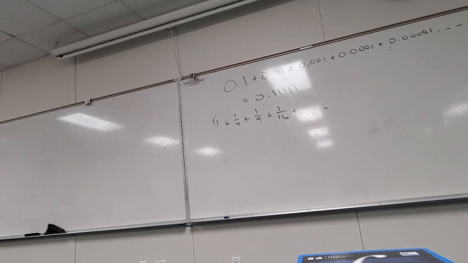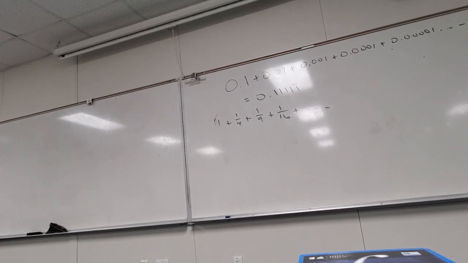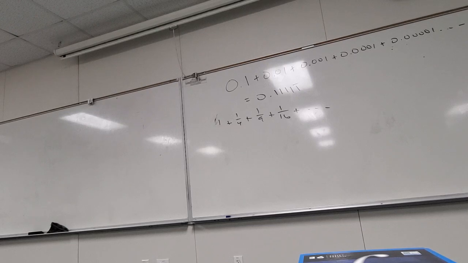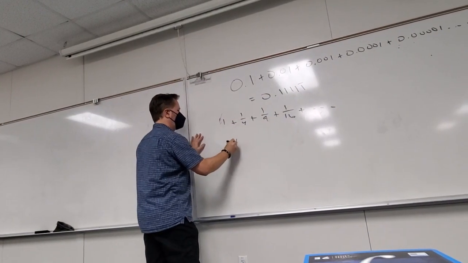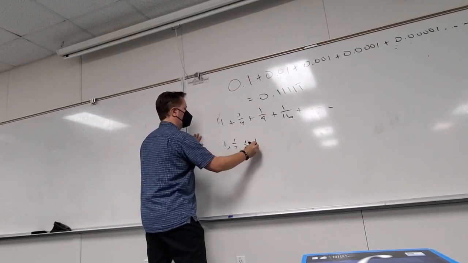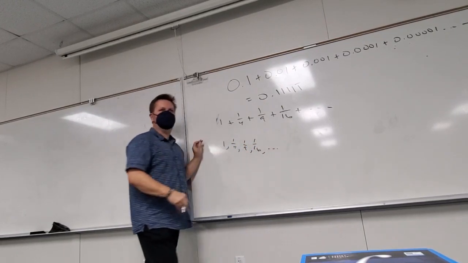A sequence is a list of numbers, just numbers with commas between them. While a series is the sum of some of those elements, right? You add the elements up, yes? So the sequence in the series would be 1, 1/4, 1/9, 1/16. What's the nth term of that sequence?